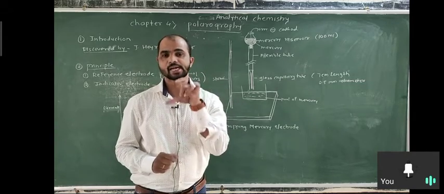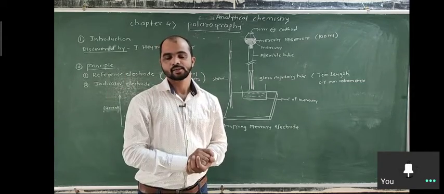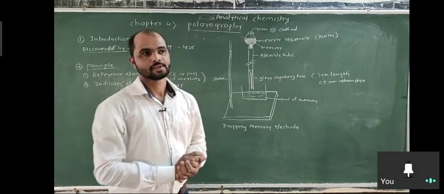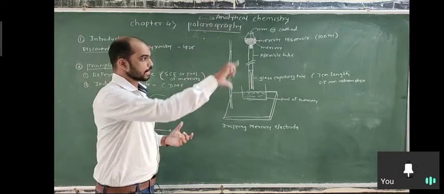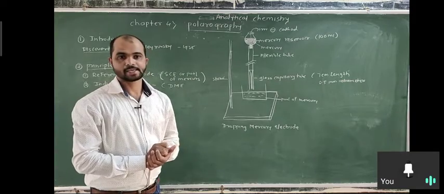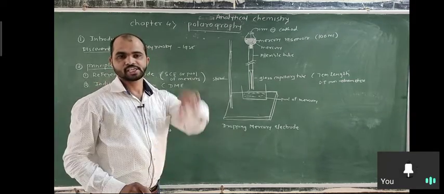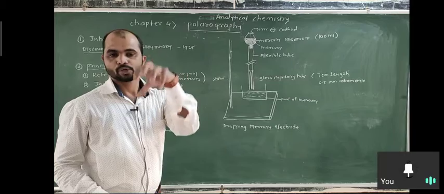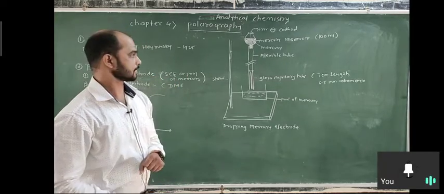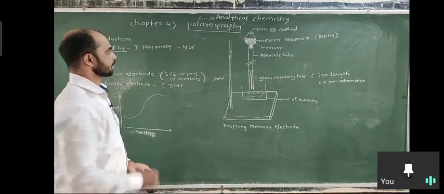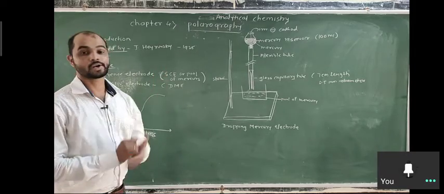So we measure that potential when current is applied. Current is passed through that circuit when the substance is analyzed. That time, how much potential is developed on one of the electrodes, we are going to measure it. That's why it is a branch of voltammetry.